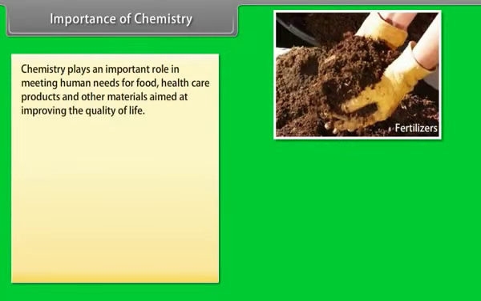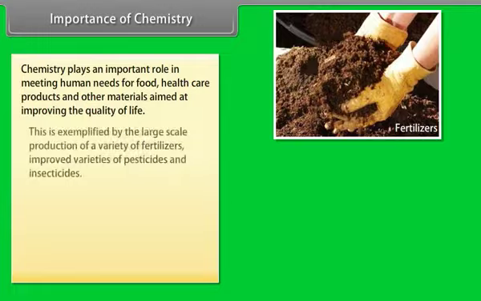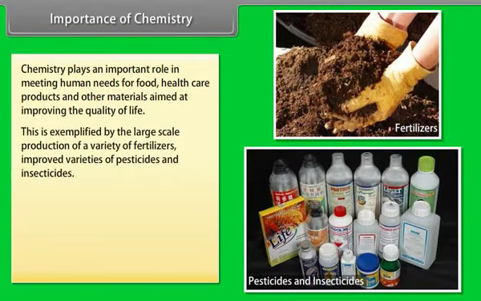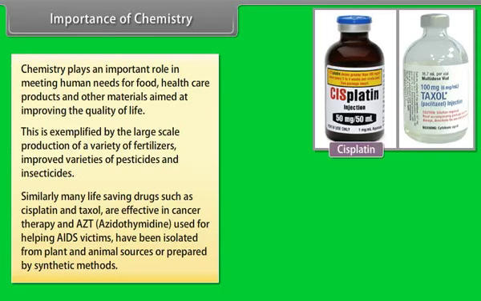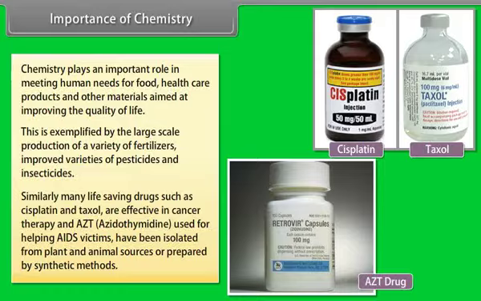Importance of chemistry. Chemistry plays an important role in meeting human needs for food, healthcare products, and other materials aimed at improving the quality of life. This is exemplified by the large-scale production of a variety of fertilizers and improved varieties of pesticides and insecticides. Similarly, many life-saving drugs, such as cisplatin and Taxol, are effective in cancer therapy, and AZT, zidovudine, used for helping AIDS victims, have been isolated from plant and animal sources or prepared by synthetic methods.